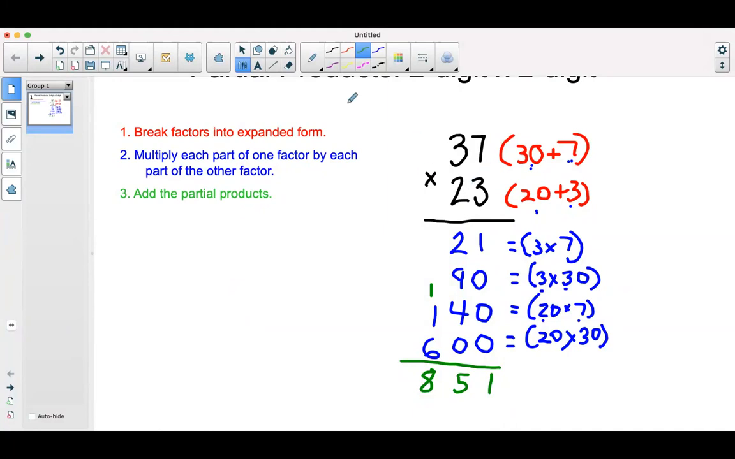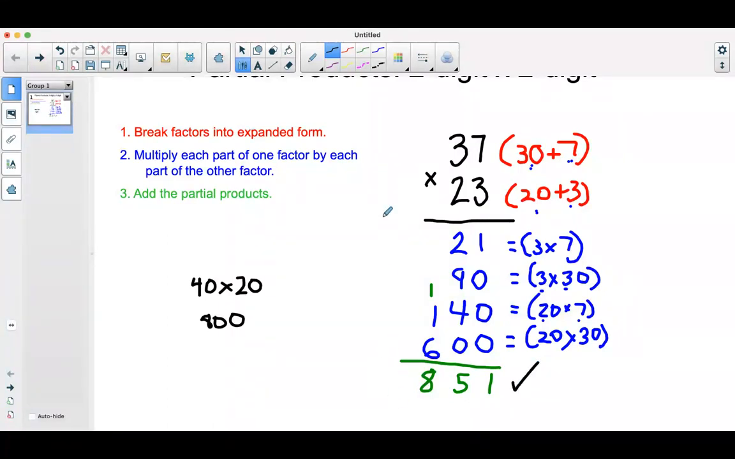I want to check to see if my answer is reasonable. So I'm going to quickly do a little bit of mental math. I'm going to round 37 to 40. I'm going to round 23 to 20. And I'm going to make sure that my answer is close to this estimate. So 40 times 20, 4 times 2 is 8 with 2 zeros. I see that my answer is close to my estimate. That tells me that I have done my job.